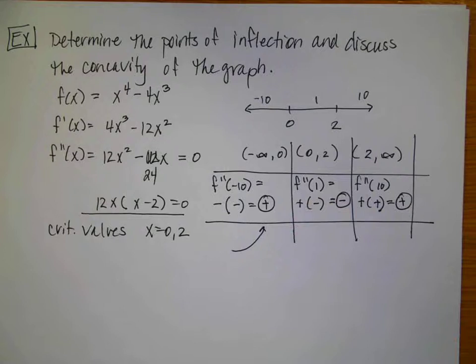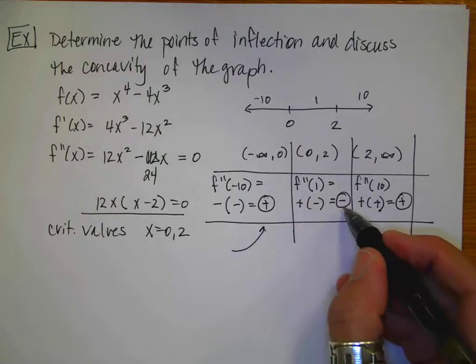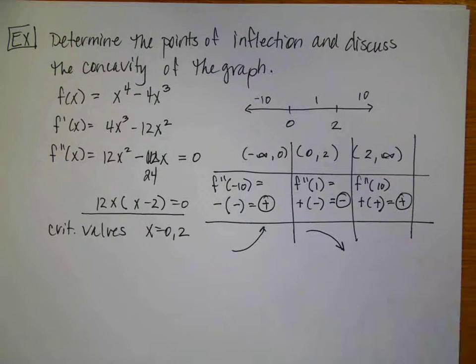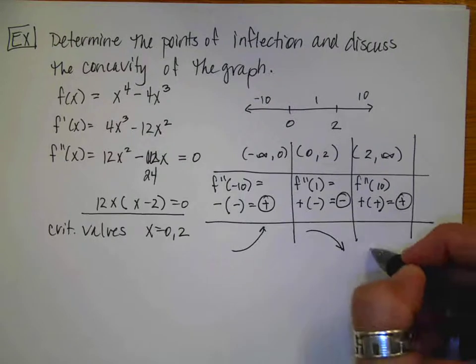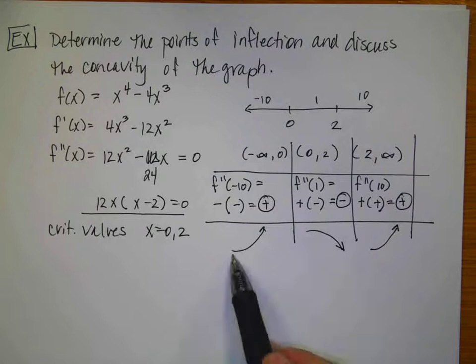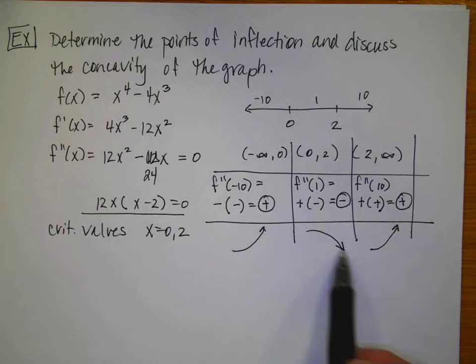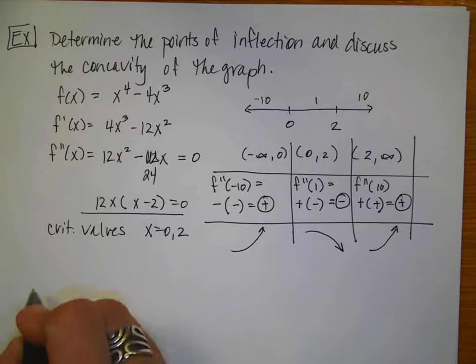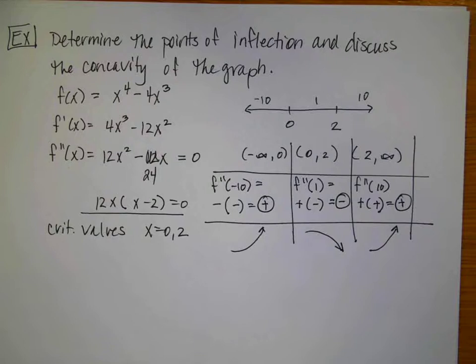Okay. So if my second derivative is positive in an interval, that means that it's concave up. If my second derivative is negative in an interval, that means it's concave down. The cool thing is I can get a pretty good idea of what the graph is going to look like just based on the concavity from down here.